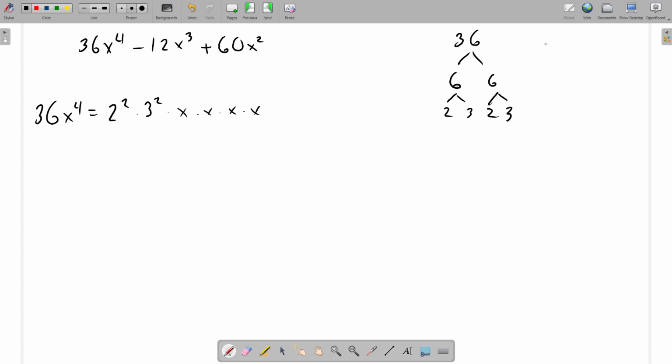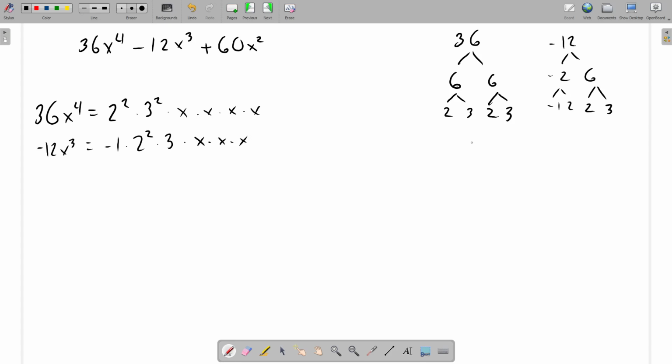Negative 12 can be negative 2 times 6. Negative 2 can be negative 1 times 2. And 6 can be 2 times 3. So I can rewrite this, negative 12x cubed, as negative 1 times 2 squared times 3 times x times x times x.